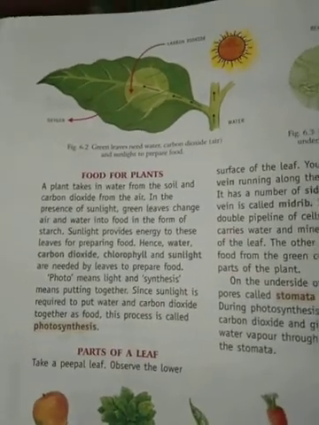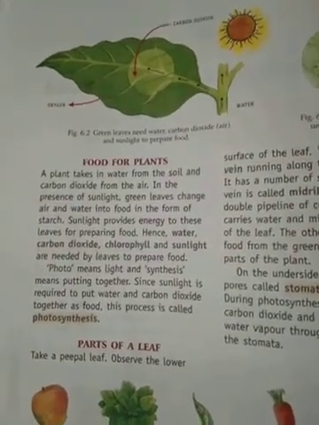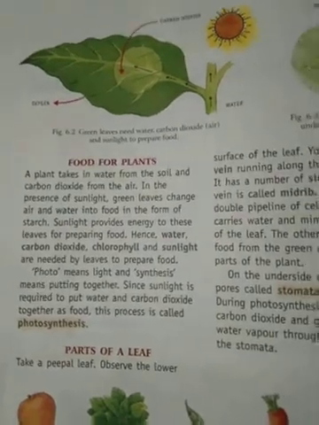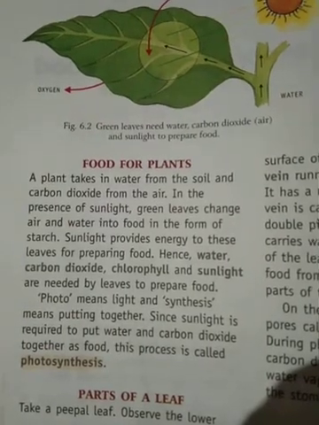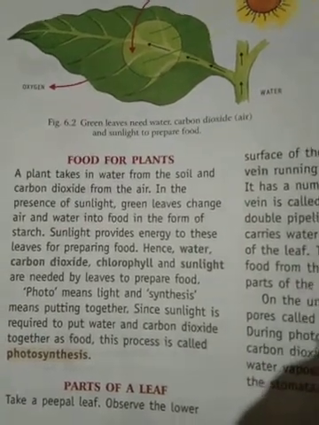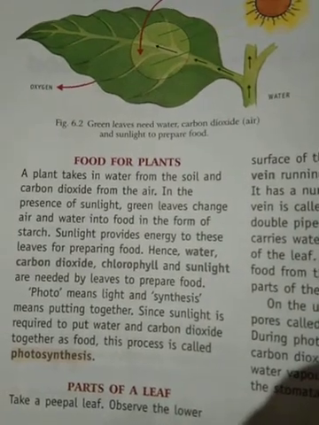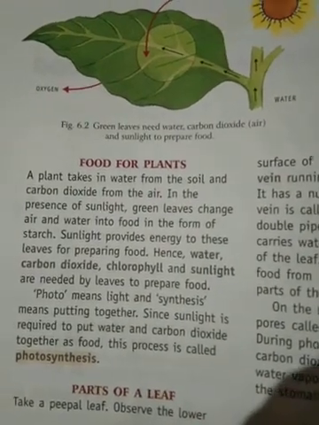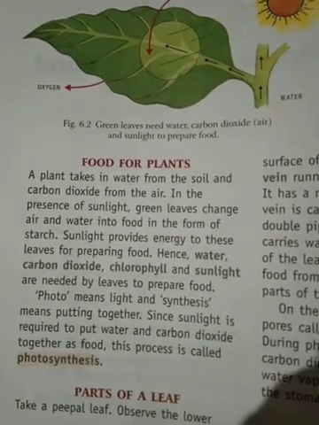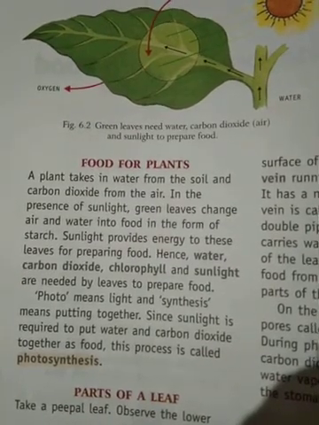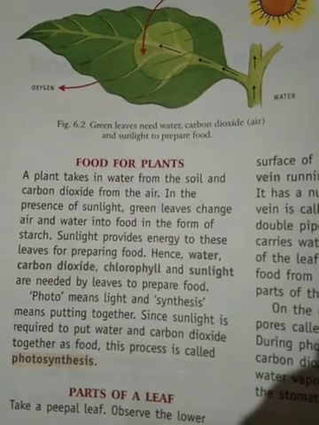Now let us get into the topic. Now you will definitely understand the thing. Okay, food for plants. A plant takes in water from the soil and carbon dioxide from the air. I have already discussed this thing. In the presence of sunlight, green leaves change air and water into food in the form of starch. A new word called starch.